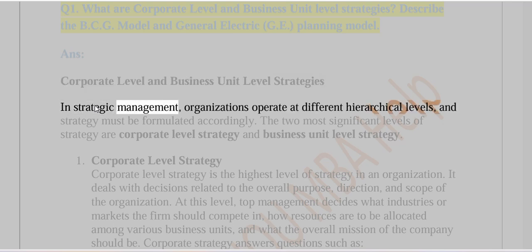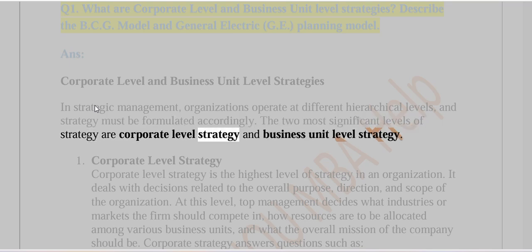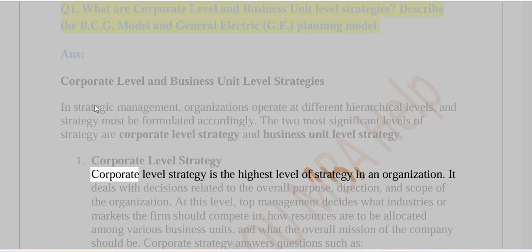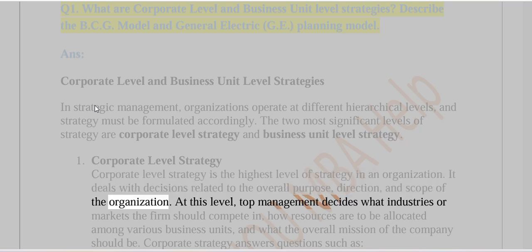In strategic management, organizations operate at different hierarchical levels and strategy must be formulated accordingly. The two most significant levels of strategy are corporate level strategy and business unit level strategy. 1. Corporate level strategy. Corporate level strategy is the highest level of strategy in an organization. It deals with decisions related to the overall purpose, direction, and scope of the organization.